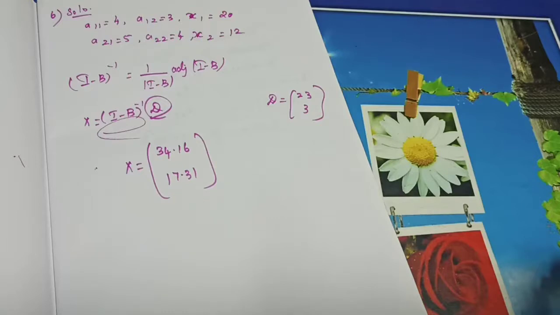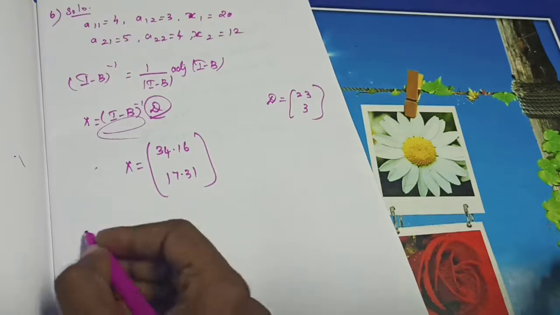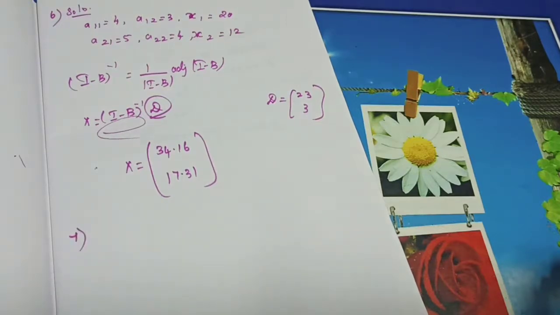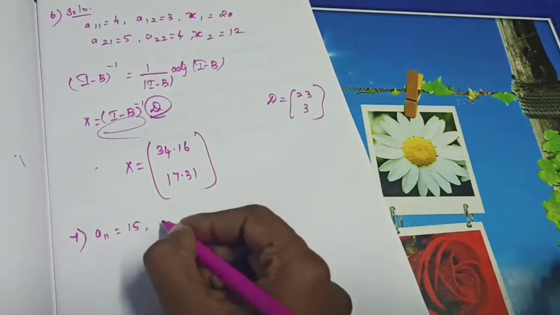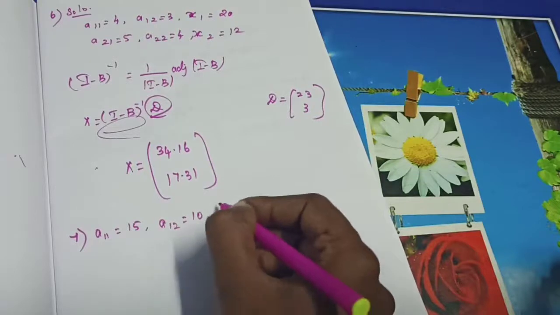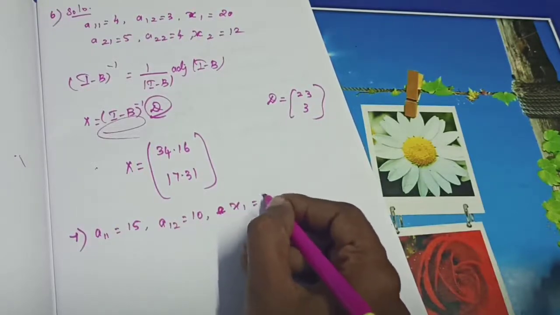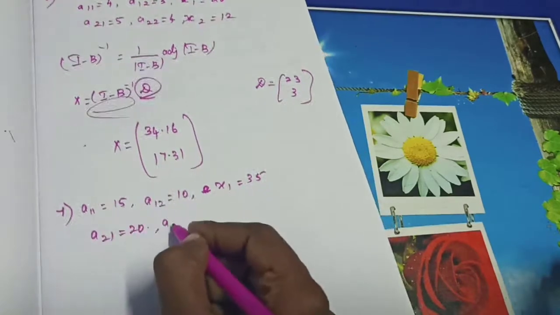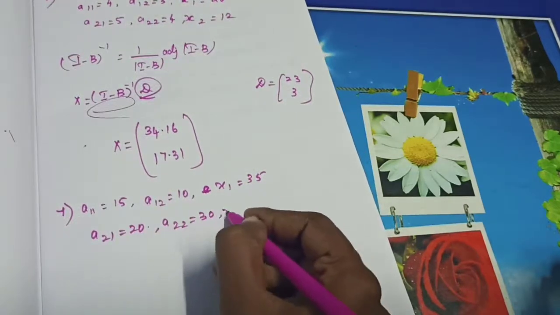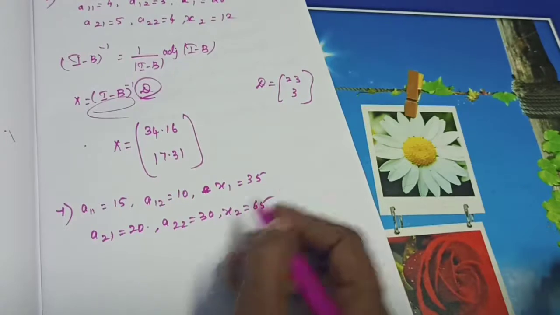Okay, students? Okay. Finally, one more question is there. Problem number 7. Suppose the inter-industry flow of the product of the two sectors, X and Y, are given as under. Here also the technology matrix they did not give. So what's the A11 value from the tabular column? 15. Then A12 value is 10. Then X1 value is 35. Then A21 is 20. Then A22 is 30, X2 is 65.